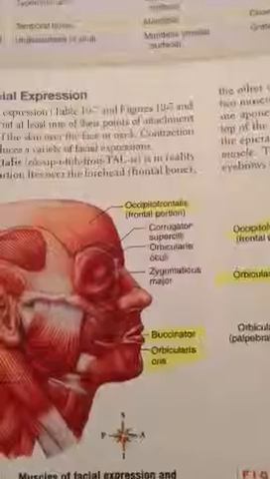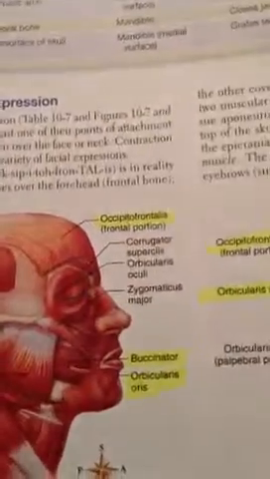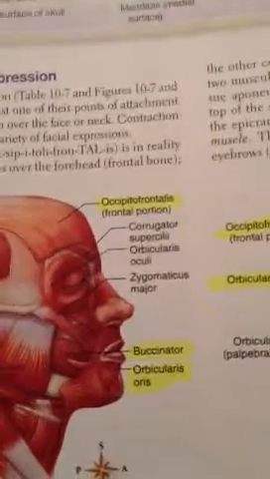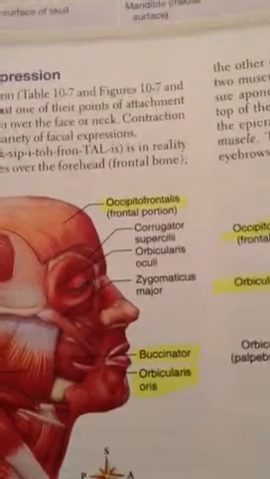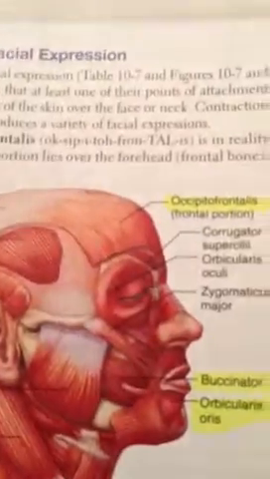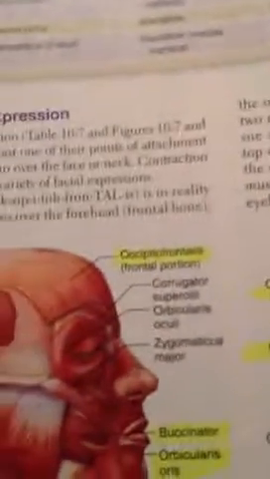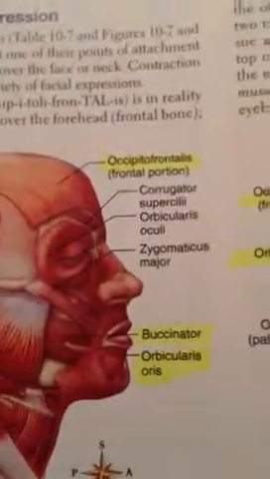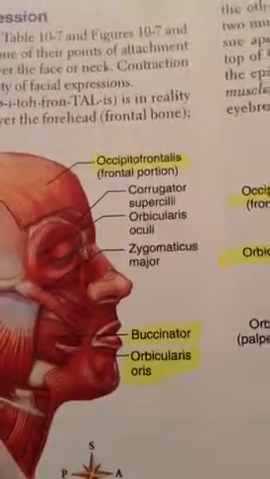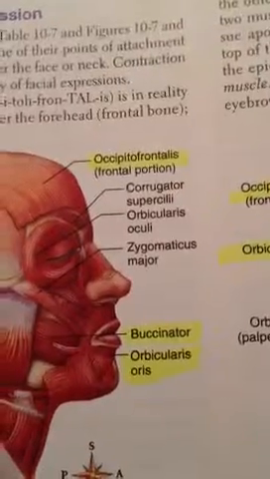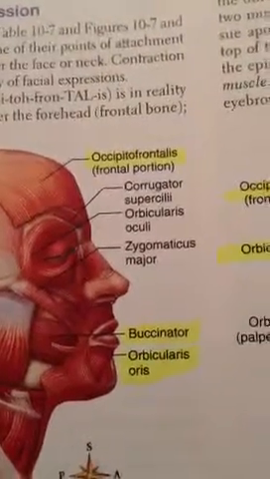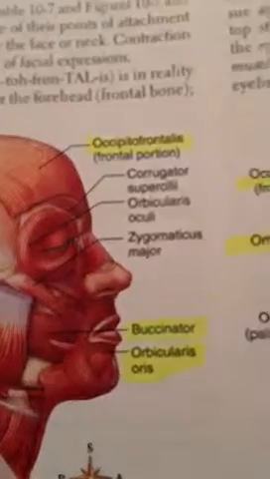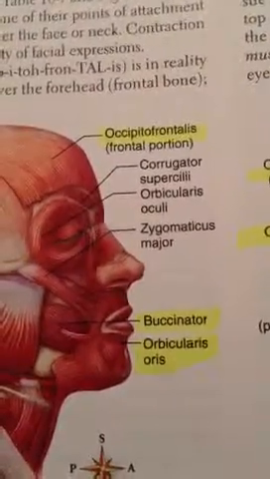Buccinator. Origin is maxillae. Insertion is skin of sides of mouth. Function is it facilitates smiling, blowing as in playing trumpet.